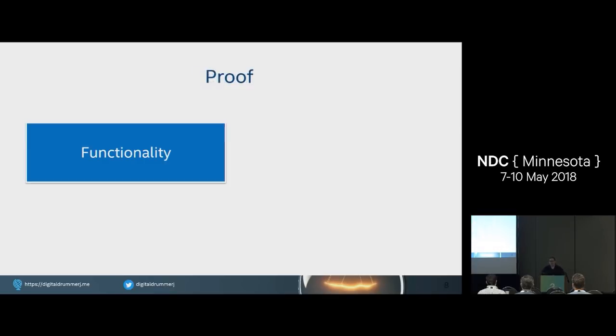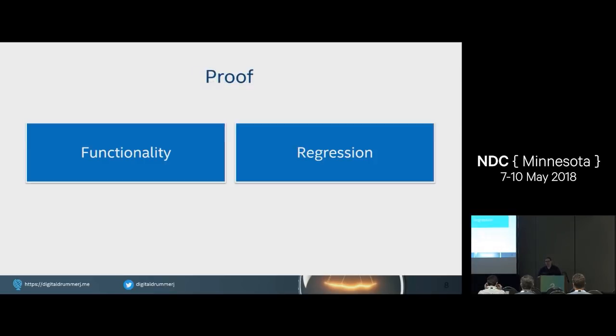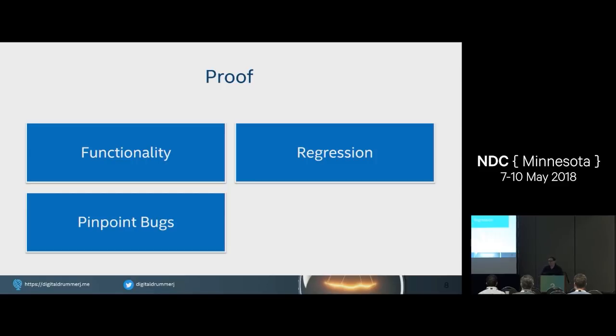On the proof side, we're going to prove our functionality works. We can also test for regressions. If I've already fixed a bug once and I've written the unit test, I'm going to know if I happen to accidentally re-put the bug in there, my unit test is going to start failing. It should pinpoint me right to bugs as well.